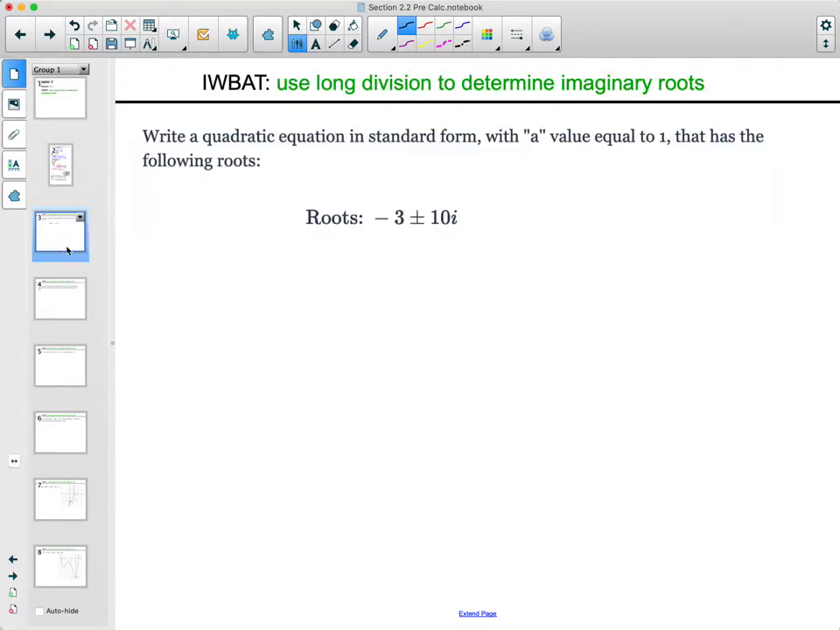So another way that problems like this can be written is like this. A quadratic, okay, quadratic just means an x squared polynomial, meaning it's going to have two roots in standard form with an a value equal to 1. So they're telling us the a value already, which means we don't have to solve for it, which is nice. And then it has these roots, okay? So I'm going to write out these two roots so you can see them. You have negative 3 plus 10i, and you have negative 3 minus 10i.